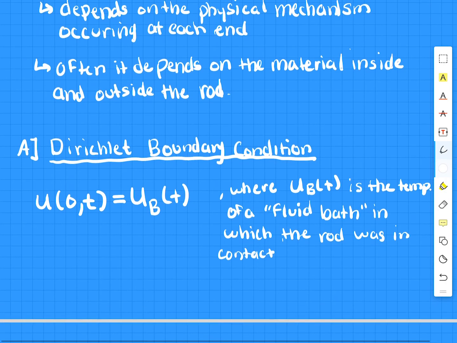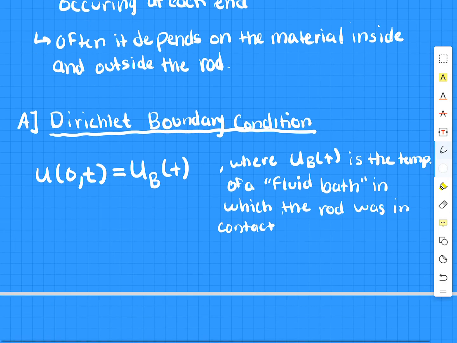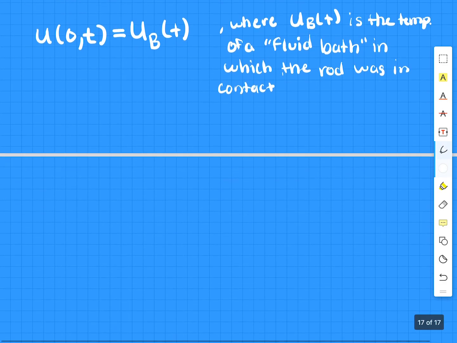Okay, so again, that seems pretty self-explanatory. Essentially, what this boundary condition is saying is say one end of the rod is in contact with some kind of fluid bath, whether it be some liquid or air. I just like to use the example of water at a certain constant temperature, just because that's usually the easiest to associate with this boundary condition.